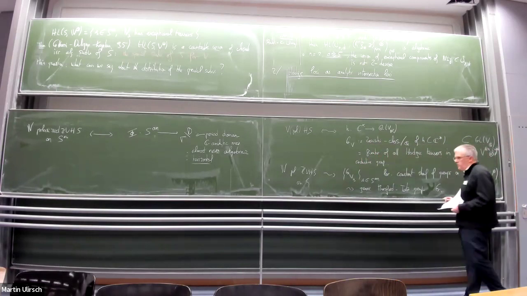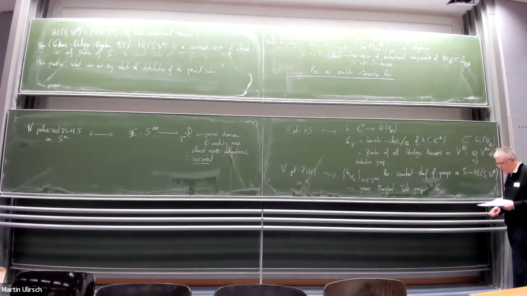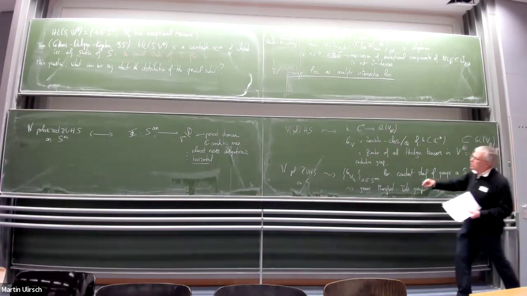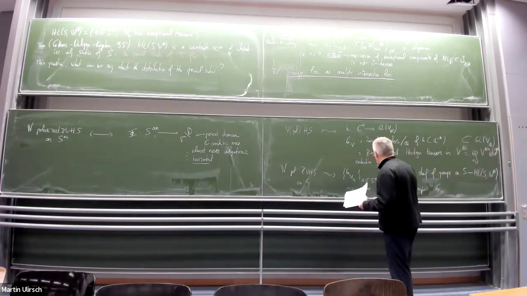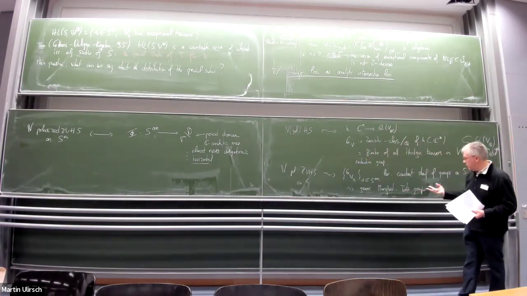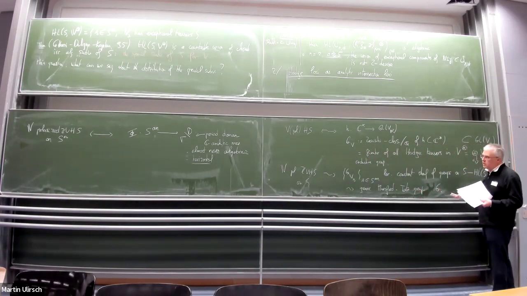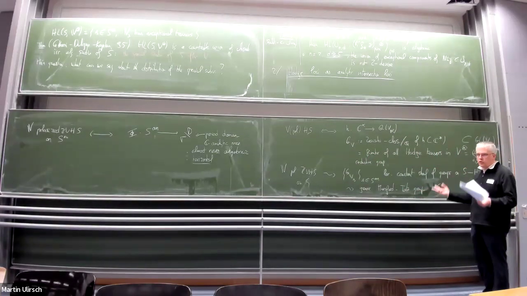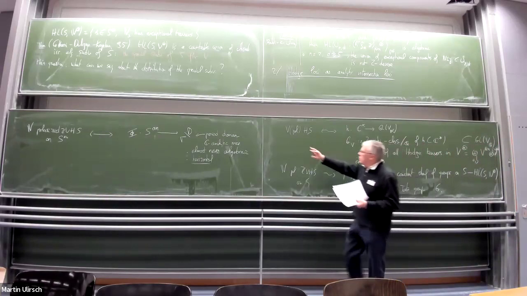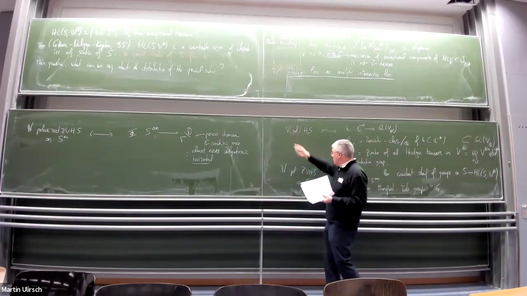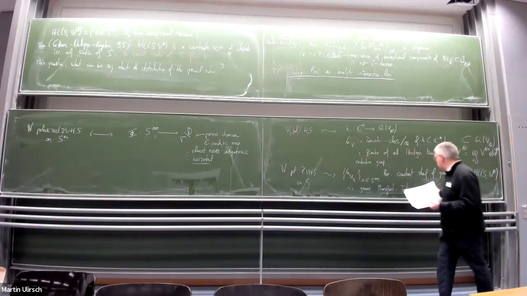Now, what is T? Well, this is a complex analytic manifold that describes all Hodge structures on this Q vector space, so that the Mumford-Tate group is contained in T.